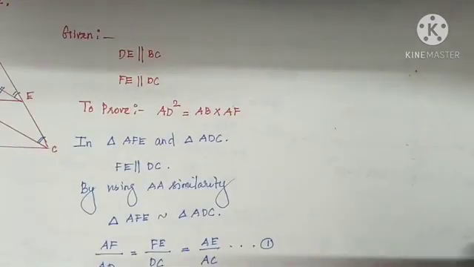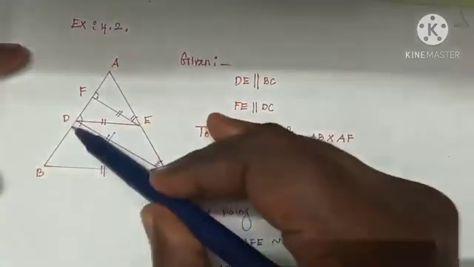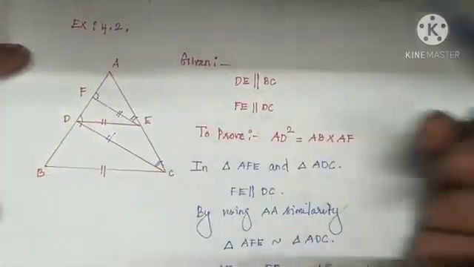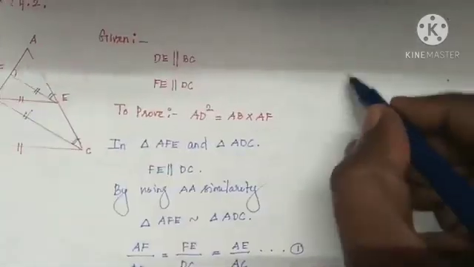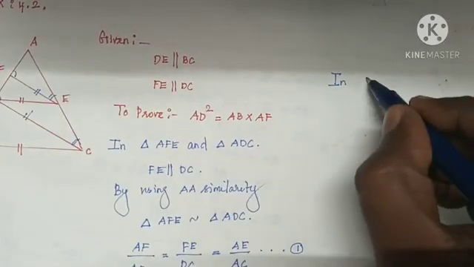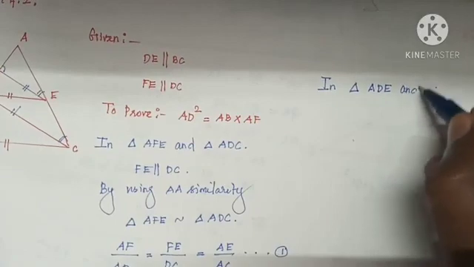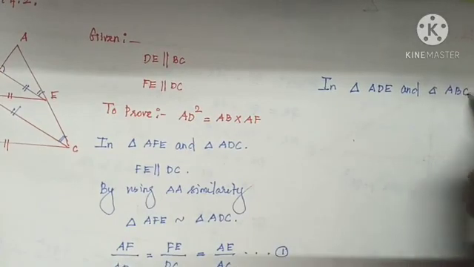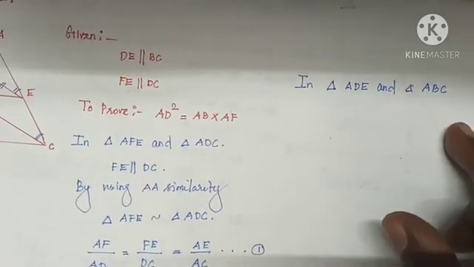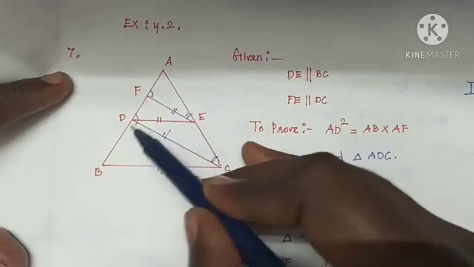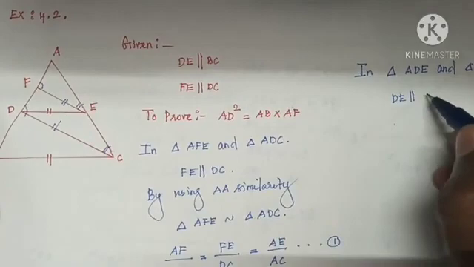Next, in triangle ADE and triangle ABC, I am going to take ADE and ABC. I can say these two triangles are similar. How, you may ask? Like this, DE is parallel to BC.